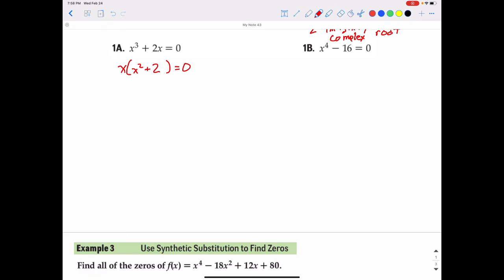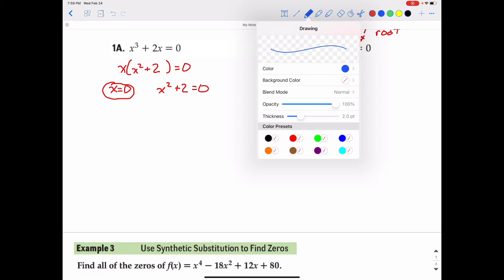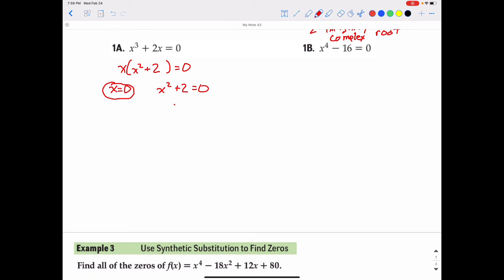We would set both of those equal to 0, so x equals 0 and x squared plus 2 equals 0. This is one of the solutions already, because it's already solved for. And for the other one, we should subtract 2 from both sides. So that would give us x squared equals negative 2. And then we can do a square root. Square rooting will cancel out being squared.